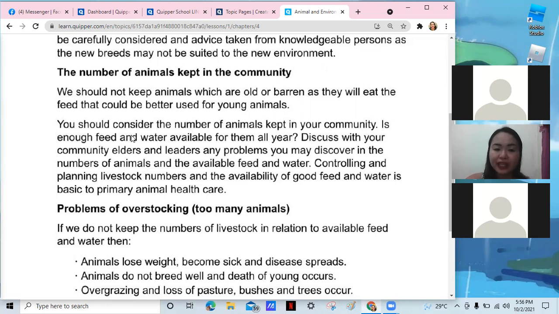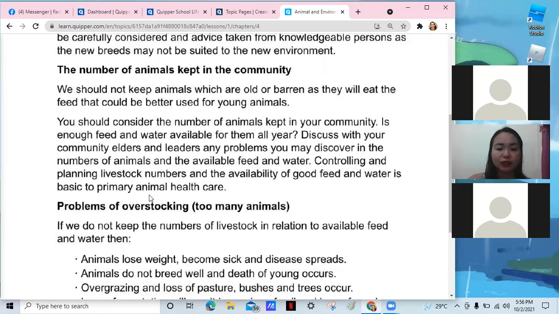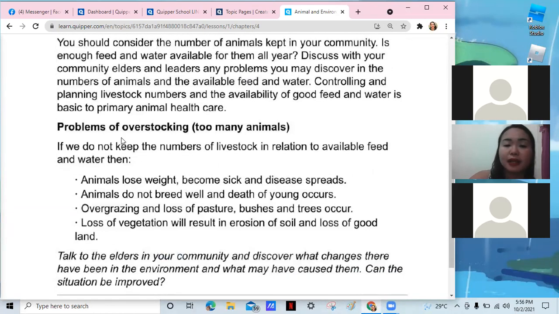Kung enough pa ba ang feeds, water available throughout the year, and you can discuss it with the community. That's why we have feed providers, and so they can also source out a lot of available feeds for your farm. So i-control yung planning lang livestock numbers and availability ng good feed and water as a primary animal health worker. So there are also problems of overstocking or too many animals. So if we do not maintain the number of animals in relation sa available feed and water, so anong mangyayari?